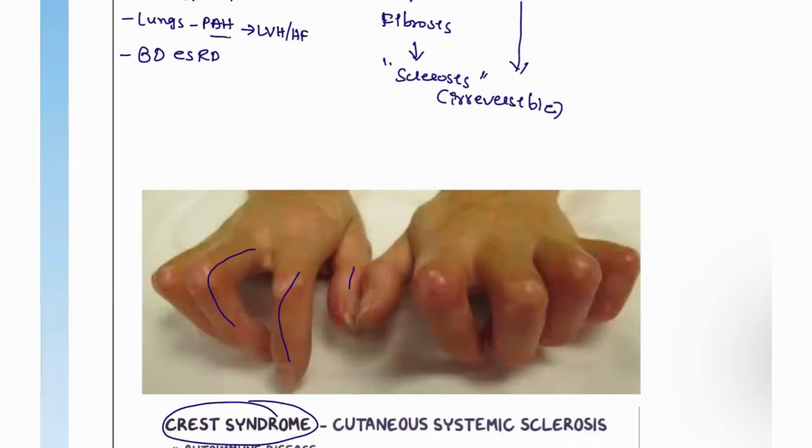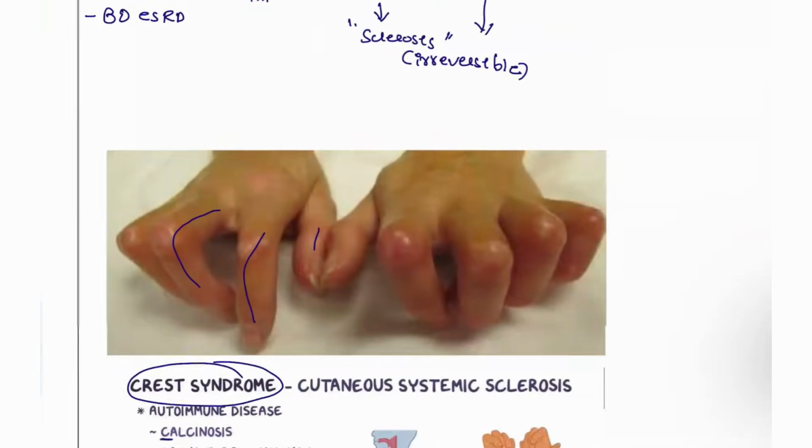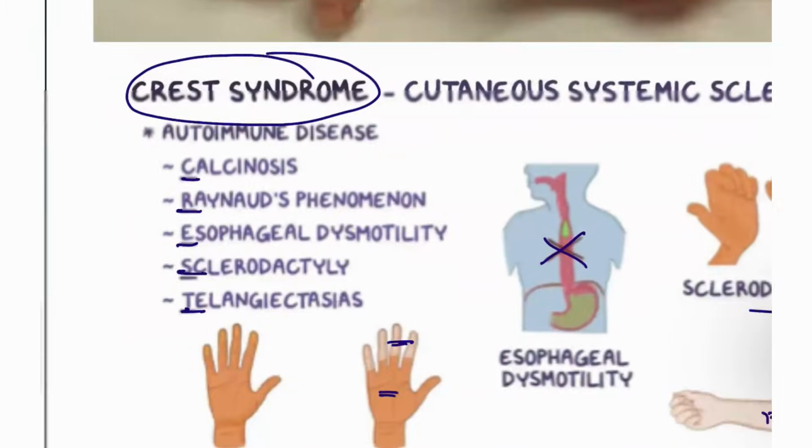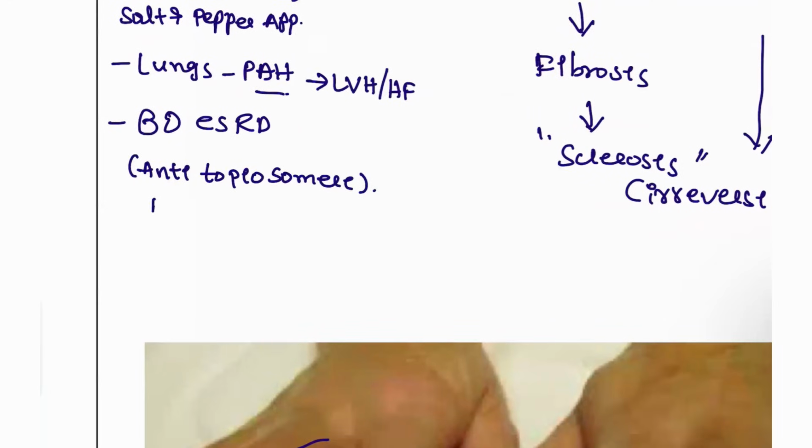Next, the antibodies that you have to remember here: the antibody for the diffuse type is anti-topoisomerase, which is positive. Okay, and another one is the anti-SCL70 antibody that is positive here.